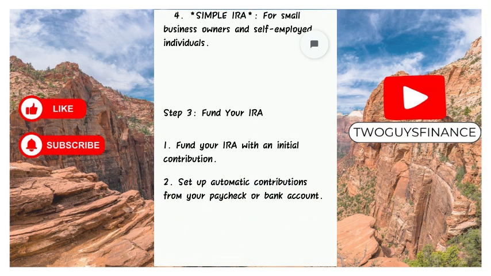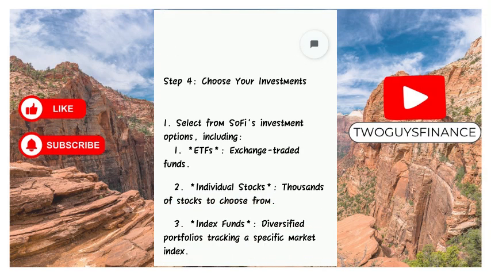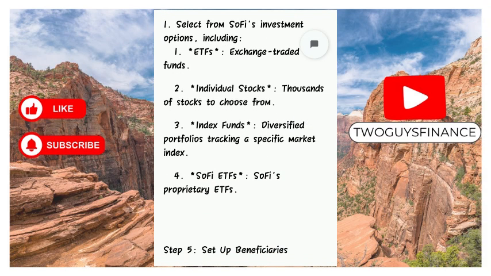Next, you're going to need to fund your IRA. So fund your IRA with an initial contribution, and set up automatic contributions from your paycheck or bank accounts. Next is to choose your investment. So you want to select from Sofi's investment options, including ETFs, individual stocks, index funds, and Sofi's ETFs.